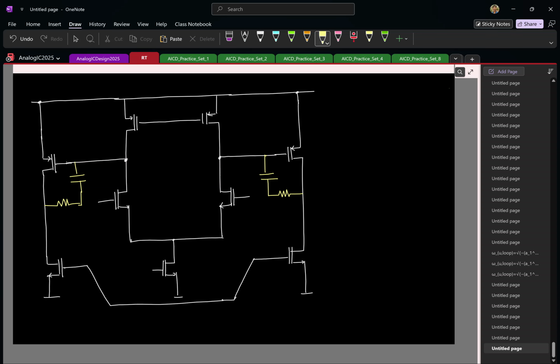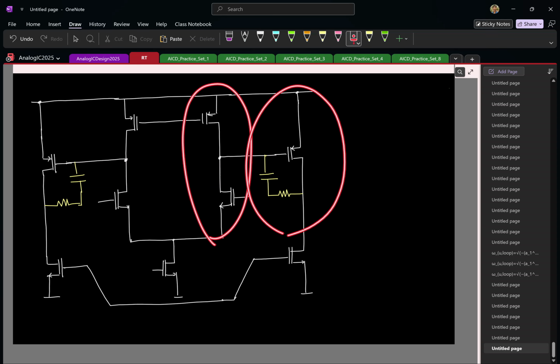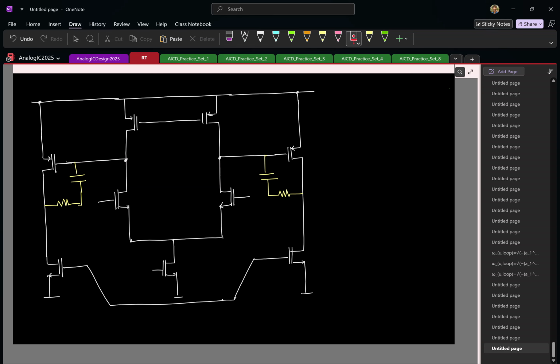So this way at least the differential mode part is set. Is that clear? Now you can know the differential mode half circuit. You will have only this fellow and this fellow. Same as what we have seen, normal two-stage structure with the poles we have seen before.